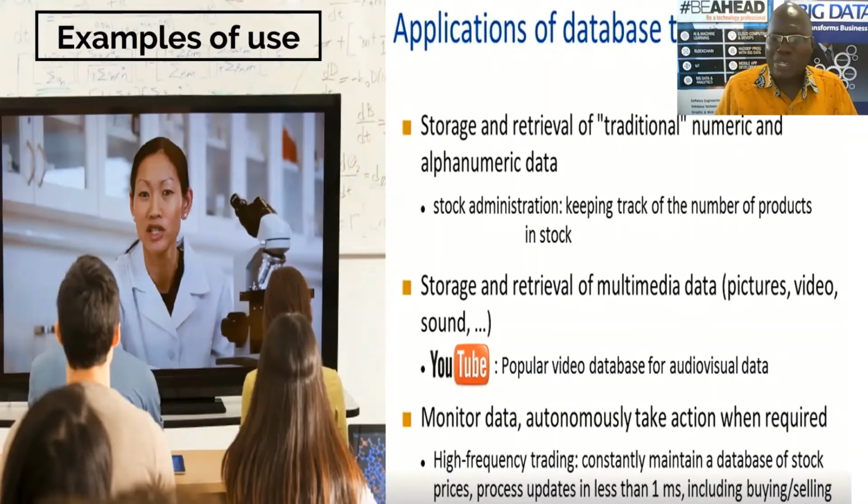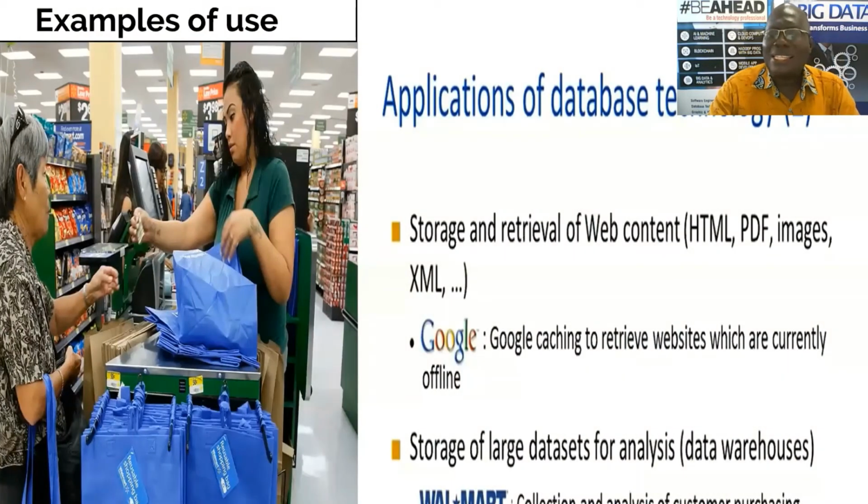Databases are used to monitor data autonomously anytime an action is taken. For example, high frequency trading constantly maintains a database of stock prices, processed in less than 1 hour. These are real-time processing using databases. So database application is everywhere. For example, storage and retrieval of web content, Google for example.